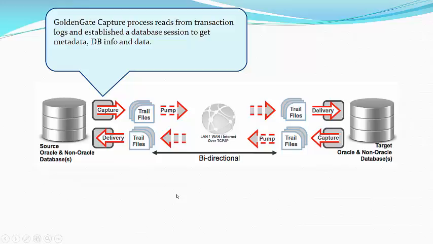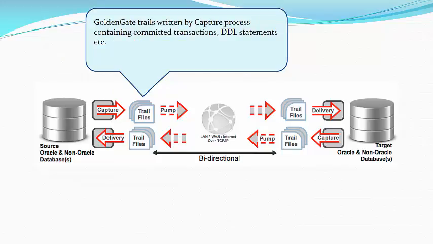So the way GoldenGate works is that when it captures the data, it puts it in what we call trail files. So it is, if you like, a GoldenGate redo log or transaction log of the stuff that you ask it to capture.